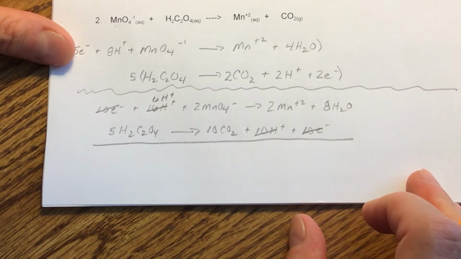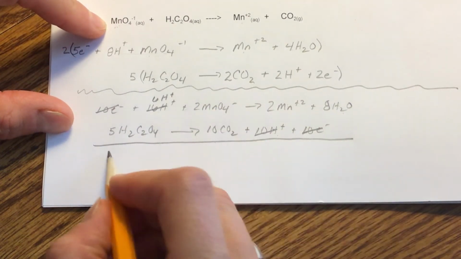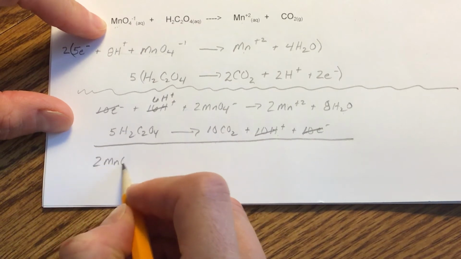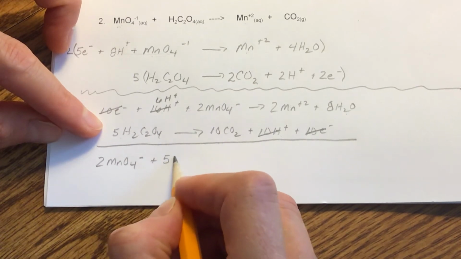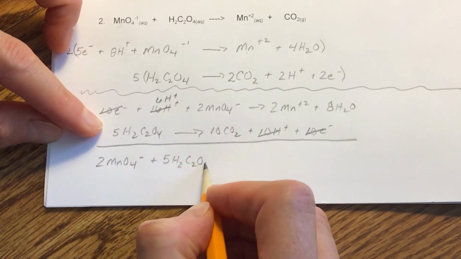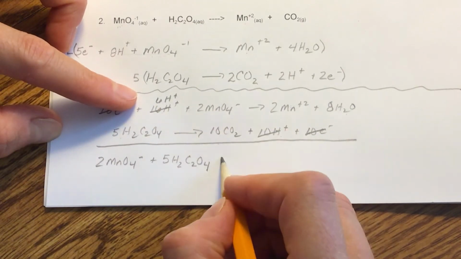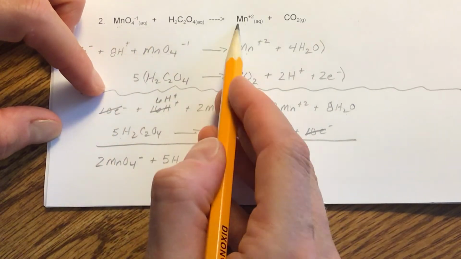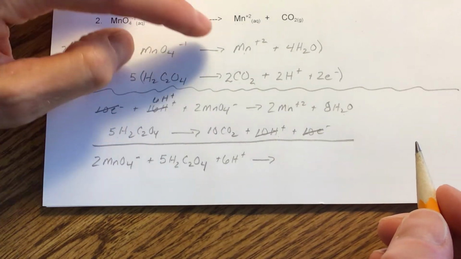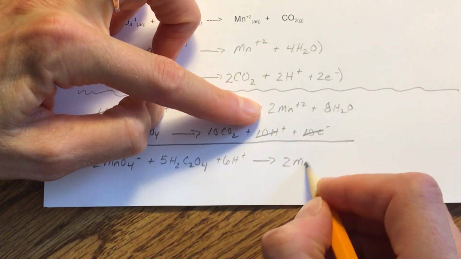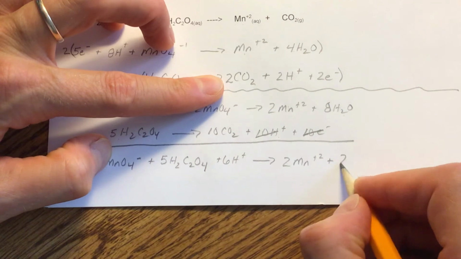So now I'll just write down my final answer. So we'll start with the MnO4. I've got 2 MnO4s. Then in terms of the oxalic acids, I've got 5 of those. By the way, there's no significance to the order that I'm writing these in. I've got 6 protons. Sometimes I just like to go in the order that I received the problem, but it really doesn't make any difference. And then in terms of the product side, for the Mn, I've got 2 Mn plus 2. Plus, for the CO2, I've got 2 CO2s.